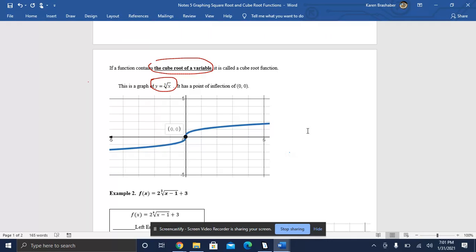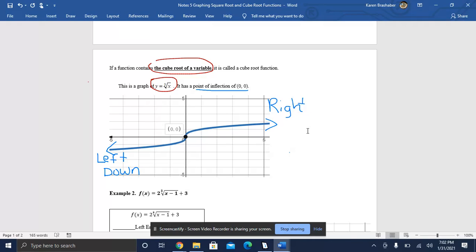These types of graphs have, instead of initial points, they have points of inflection. You'll notice that on this graph, the point of inflection is at 0, 0. This is where the graph changes curvature. And then the behavior on the left, one side will go down, the other up. So on this one, the left side is down, the right side is up.